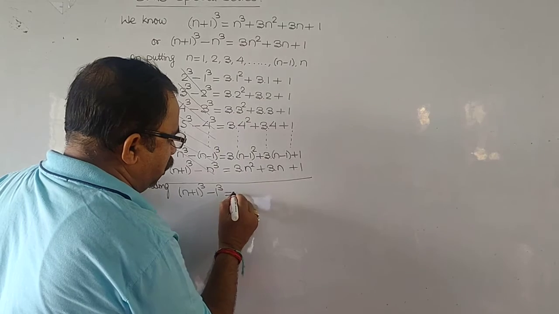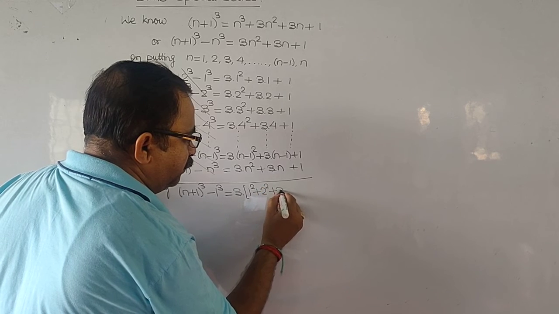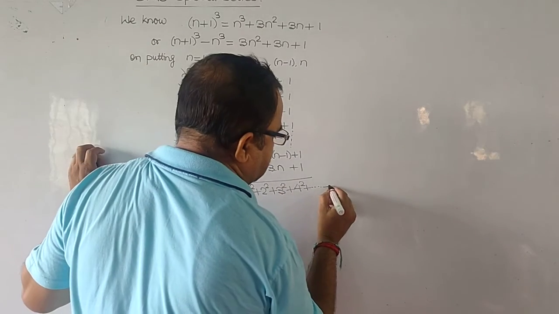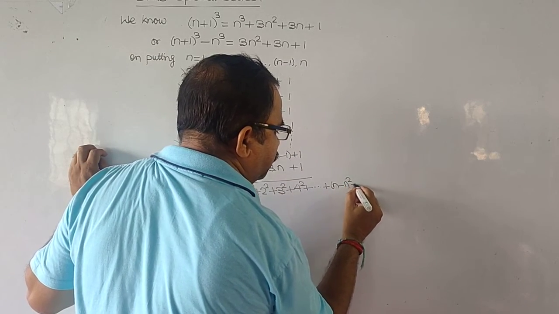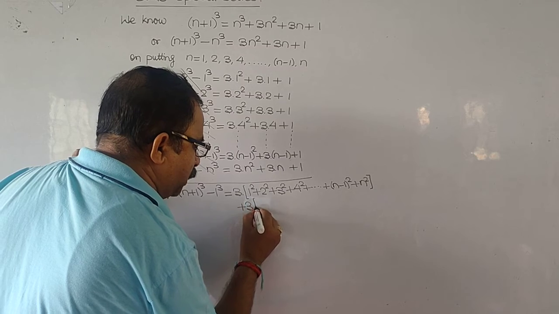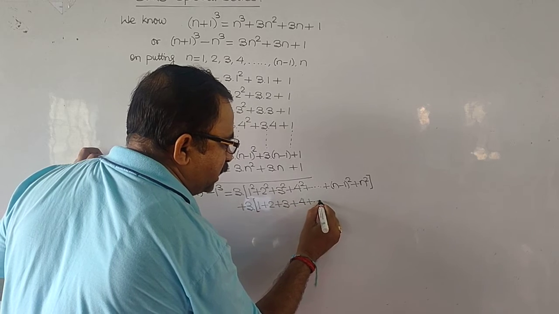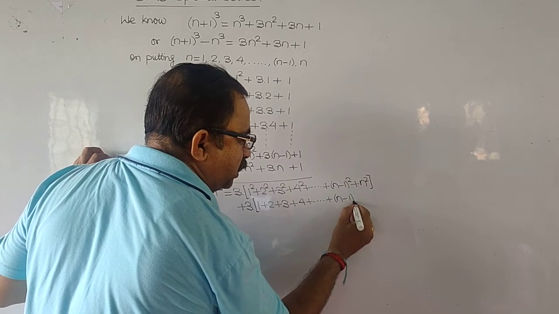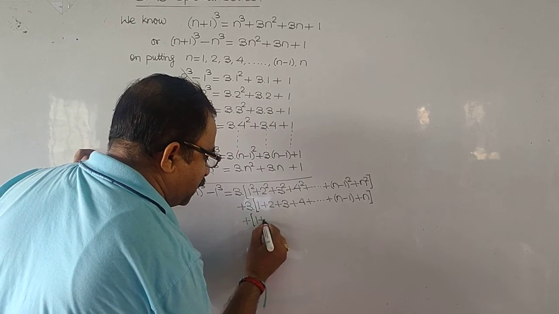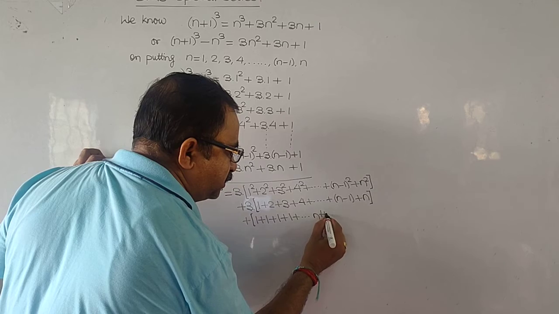This will be 3 taken as common: 1 square plus 2 square plus 3 square plus 4 square and so on plus (n−1) whole square plus n square, plus 3 times (1 plus 2 plus 3 plus 4 and so on plus n−1 plus n), plus 1 plus 1 plus 1 plus 1 and so on n times.